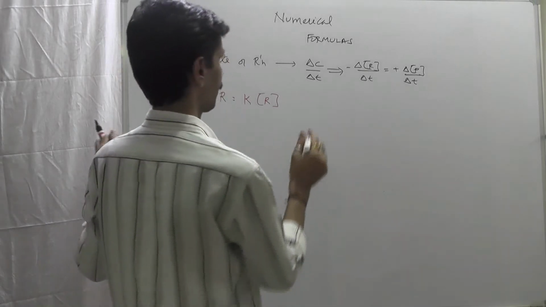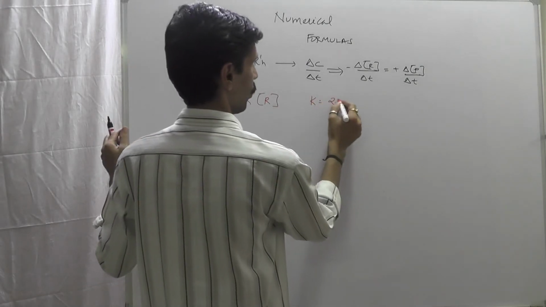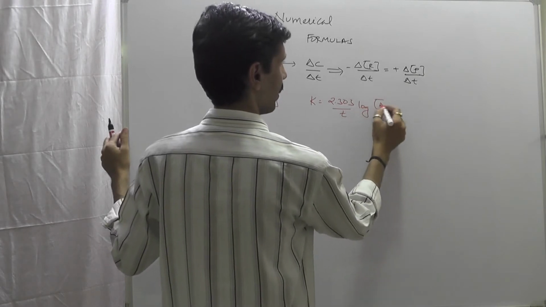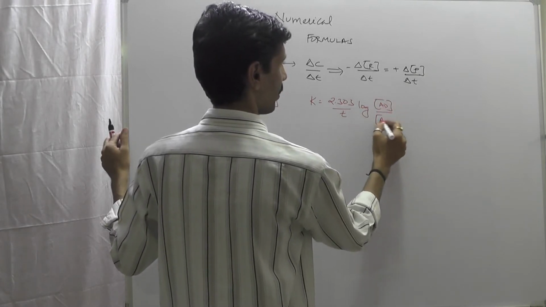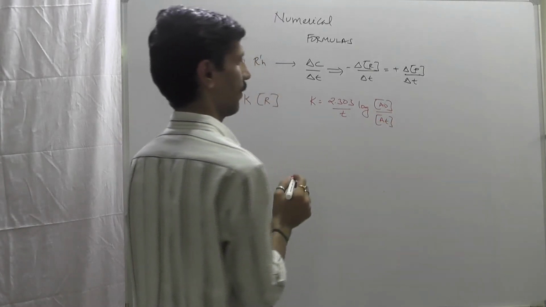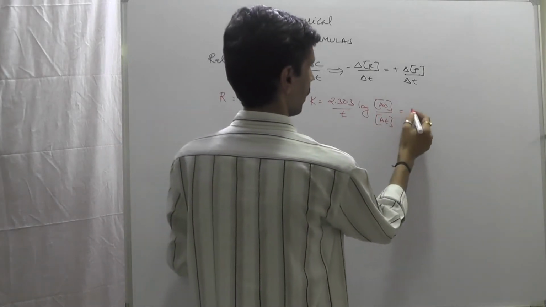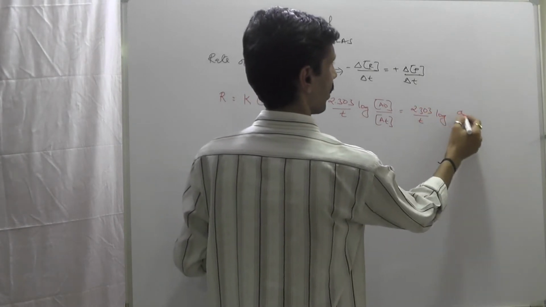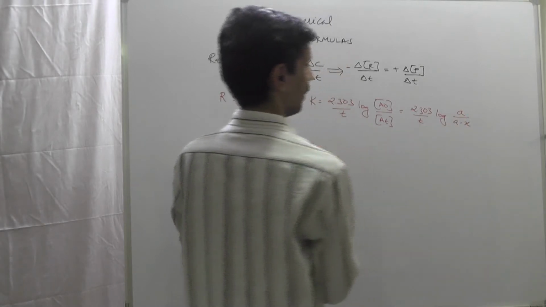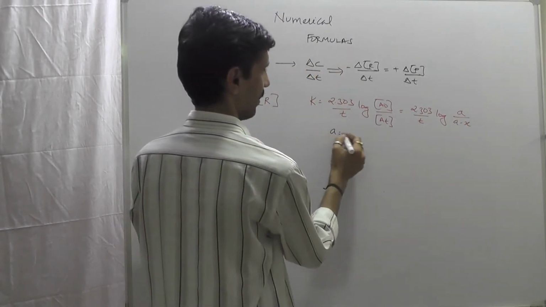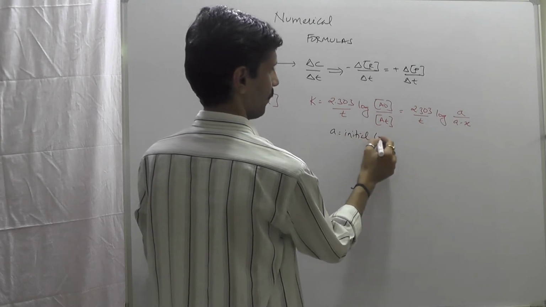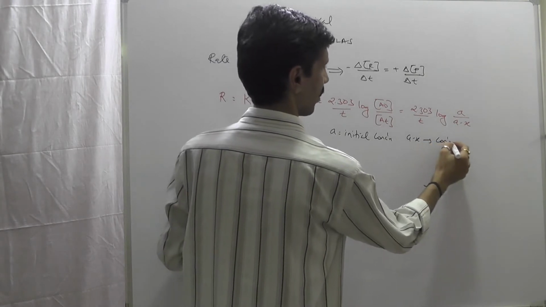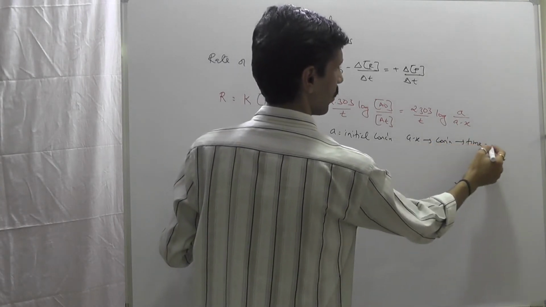Next part is K is equal to 2.303 upon T into log of initial concentration upon the concentration of the reactant at a particular time interval T. That can also be given as 2.303 upon T into log of A upon A minus X, जहाँ पर A is the initial concentration and A minus X is the concentration at time equal to T.